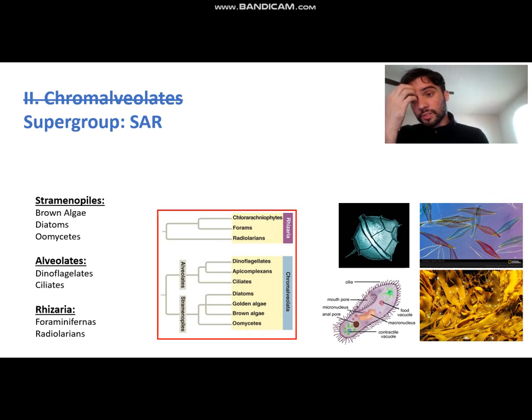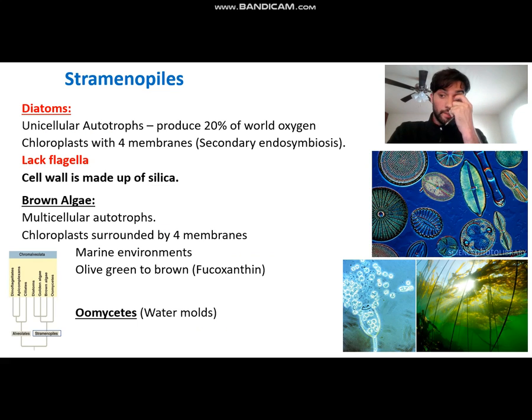Let's move on to the supergroup SAR: straminopiles, alveolates, and rhizaria. So here we have several groups. The straminopiles include diatoms, which we saw maybe from the first class that we had under the microscope. And they lack flagella, so they don't have this swimming flagella like sperm has, or these other archaeoplastids. Their cell wall is made up of silica, so glass, and they make these very intricate structures, and it is a very diverse group.